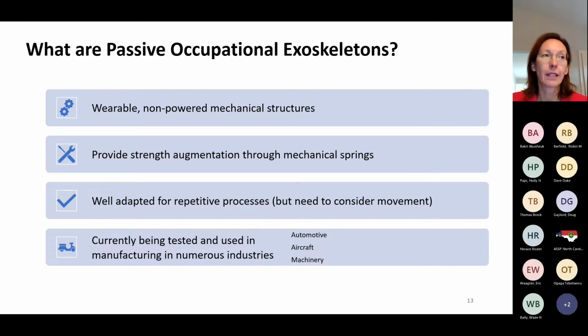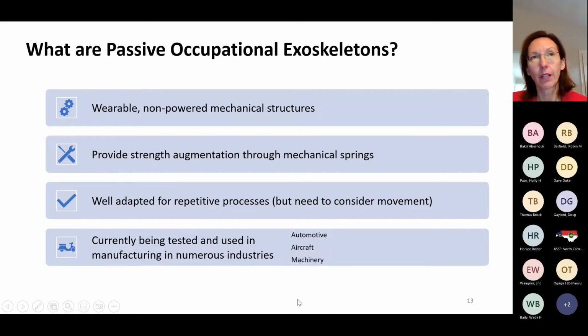There's just a lot right now. Initially, the work was, do they actually work? And the answer is yes, they reduce muscle activation through EMG. But most of the research now is, okay, so what do they work for? Which tasks do they work for? Things like that. And they're being tested.